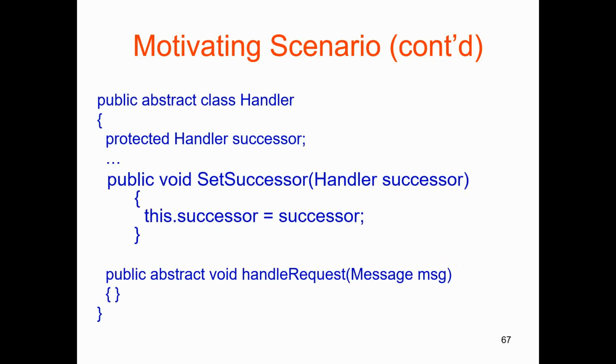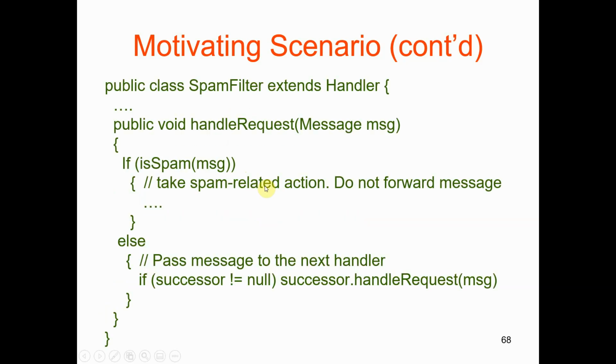Then let's see how we assemble the chain. To assemble the chain, we have this method called set successor. Since set successor is the same for all handlers, we can just implement it once in the abstract class Handler. And then the spam filter is a handler. So here, the spam filter will first check the message. If this is spam, it will go no further. Otherwise, it passes the message to the next handler.